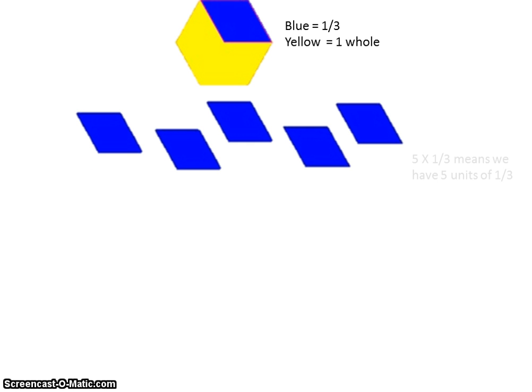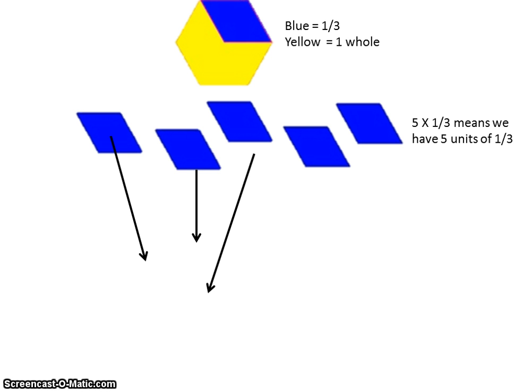In this illustration, we're going to be using some pattern blocks where the blue pattern block will equal 1/3 whole units. Can anyone guess what the yellow block will represent? That's right, 1 whole unit. So we know that 5 times 1/3 means we have 5 units of 1/3.